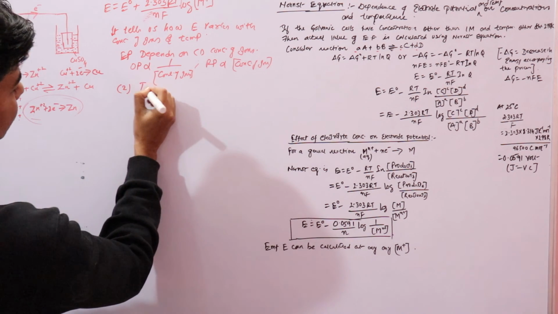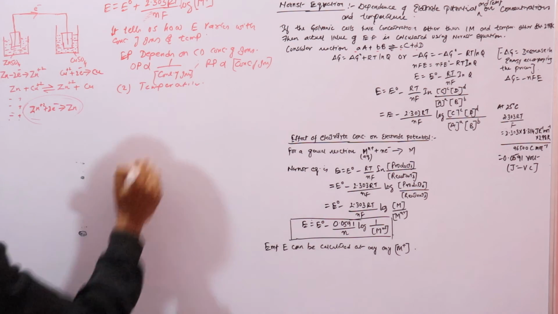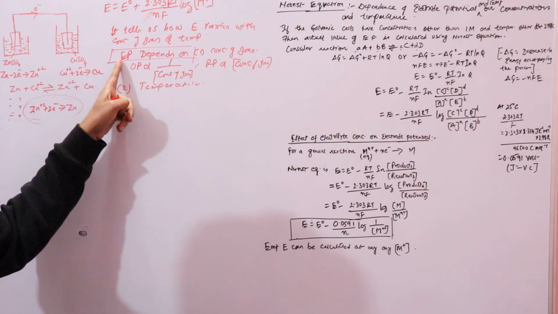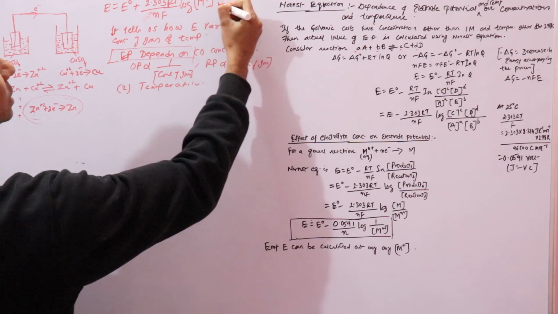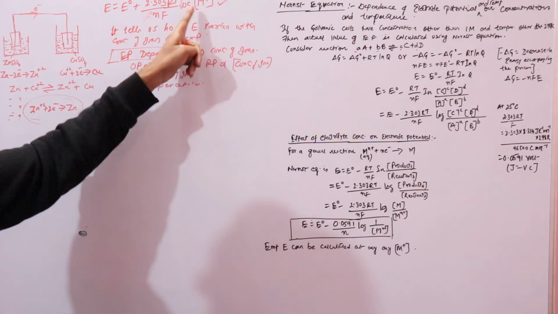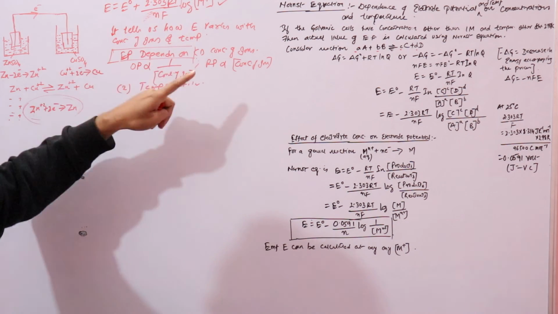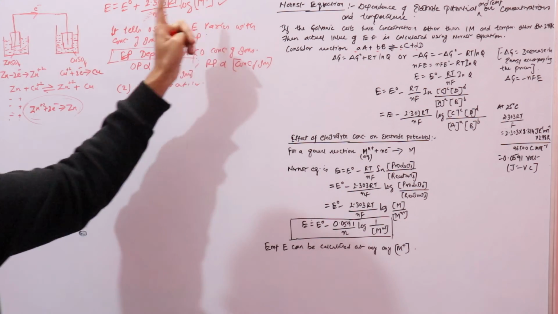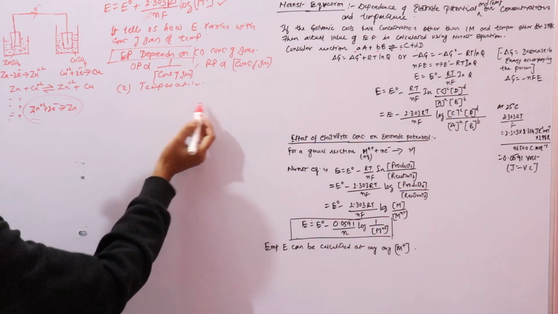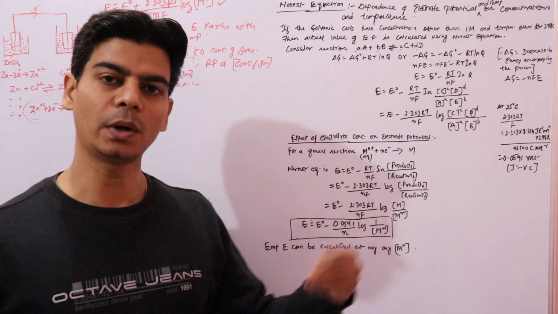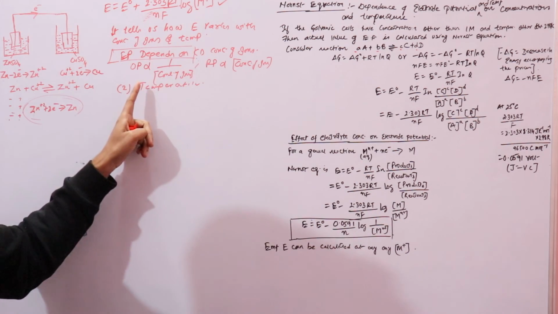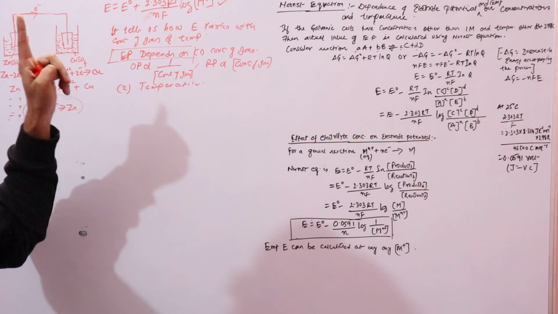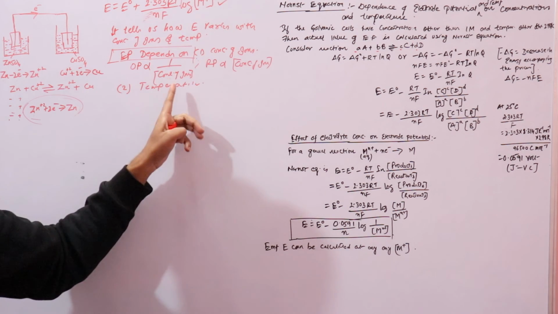And the second factor was that reduction potential depends on the temperature, right? Now just try to relate the factors on which electrode potential depends, concentration of ions and temperature, with the Nernst equation. You will find that the quantities in the Nernst equation tell us how electrode potential varies with concentration of ions and temperature. So this is the quantitative relationship of the factors on which electrode potential depends, that is, the concentration of ions and the temperature.